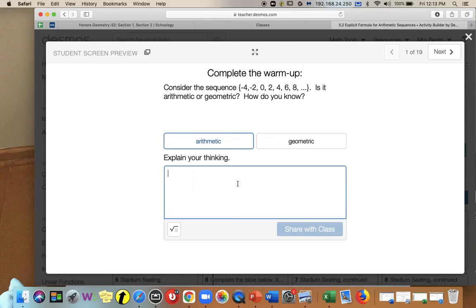I would choose arithmetic. And the reason is, if it's arithmetic, there's a common difference, something that we add to every term to find the next term. So if I take -4 plus 2, I'll get -2. -2 plus 2 is 0. 0 plus 2 is 2, and so on. Since I'm adding the same thing every time, it's arithmetic.